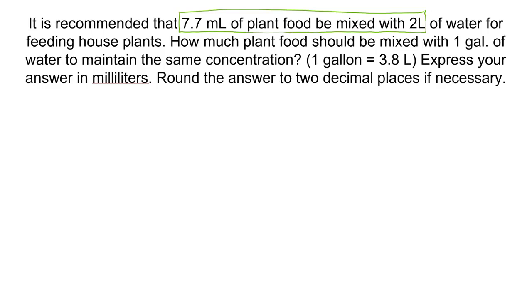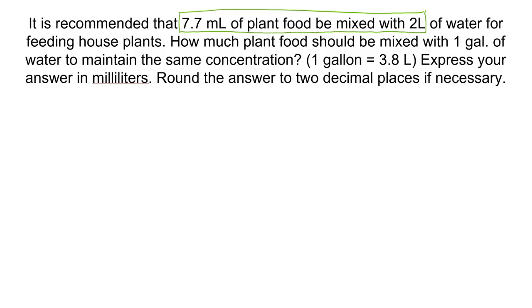I call these proportion examples because we're going to be able to solve these problems using proportions. But if we're going to solve a problem using a proportion, we must always be given one side of the proportion. Or I like to say that we must be given a ratio of comparison. In this problem, we're given the ratio of 7.7 milliliters of plant food to 2 liters of water. That's going to be the left side of our equation. That is our ratio of comparison.